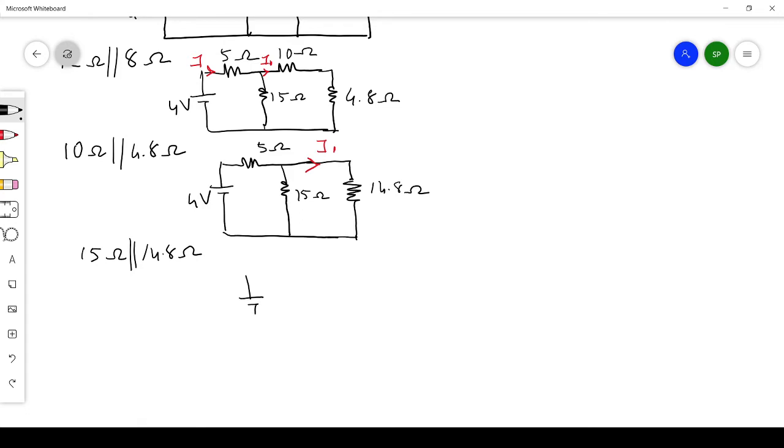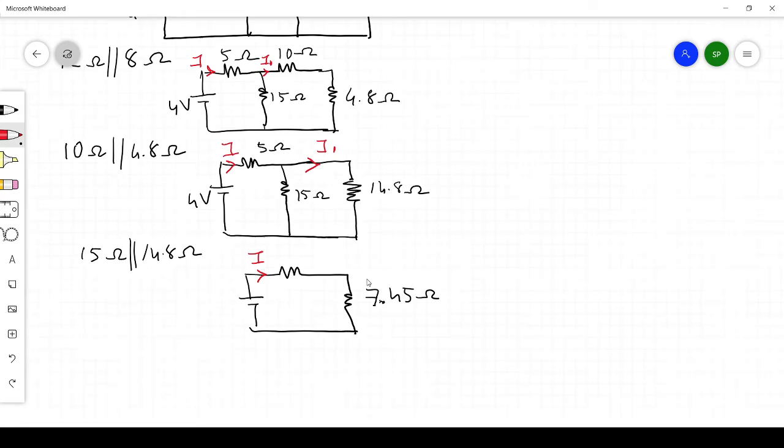We'll be redrawing the diagram again, so we'll be getting it as 7.45 ohms. Okay, so the current here is I, and this one is 7.45 ohms, and this voltage is 4 volt. So what is the total current?